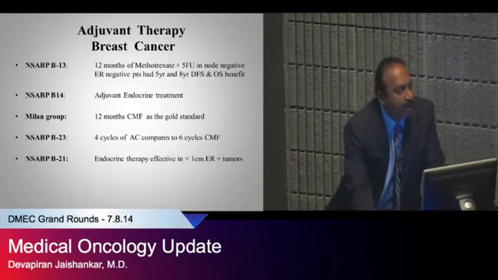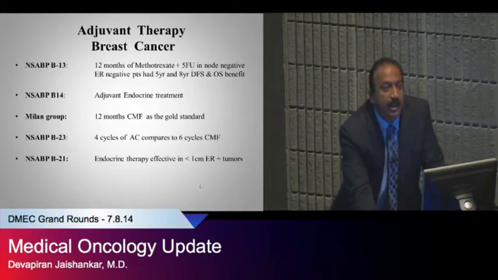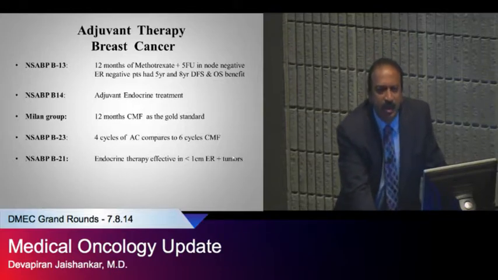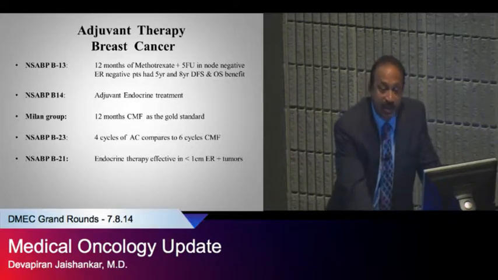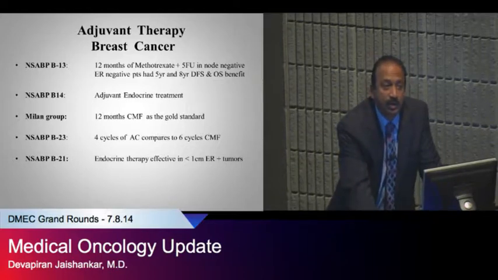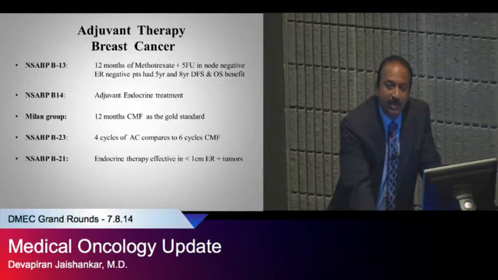Along the way, the intergroup trials also showed that endocrine treatment is effective. And here's something patients sometimes come and ask you. I have a 0.9 centimeter tumor, a 0.6 centimeter tumor. Do I need to take tamoxifen? You probably don't need chemotherapy. Should I be taking tamoxifen? And the answer is yes. There are trials that have looked at under 1 centimeter tumors. And that's the effect of tamoxifen.